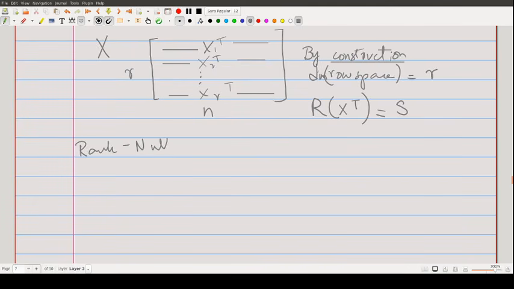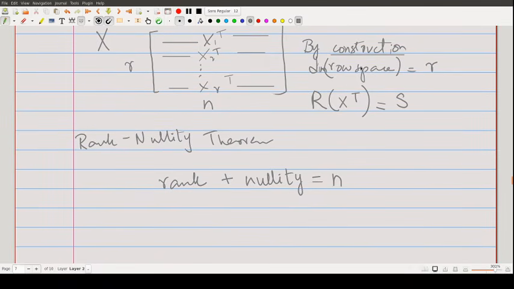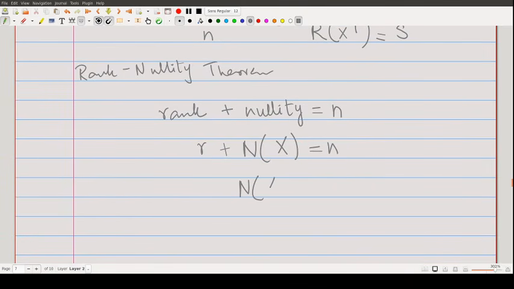And now notice we have the rank nullity theorem. The rank nullity theorem tells us the following: the rank plus the nullity is equal to n, and rank is nothing but the dimension of the row space. So the dimension of the row space is simply r, and nullity is the dimension of the null space of this matrix X. So the nullity is going to be n minus r.